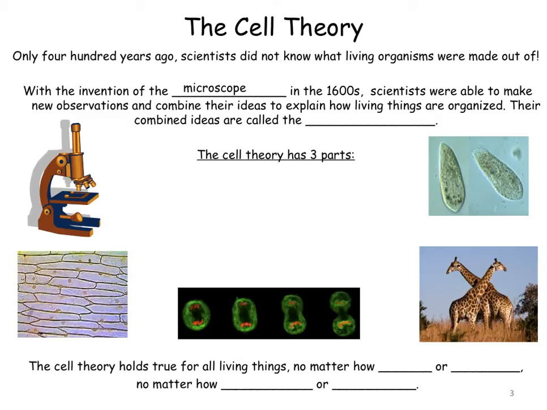So then over the next 200 years, scientists were able to use better and better microscopes to learn more and more about cells. And then eventually, all of the ideas of all of these scientists from all over the world were combined. The combined ideas are known as the cell theory. And today, we can summarize this in 3 statements.